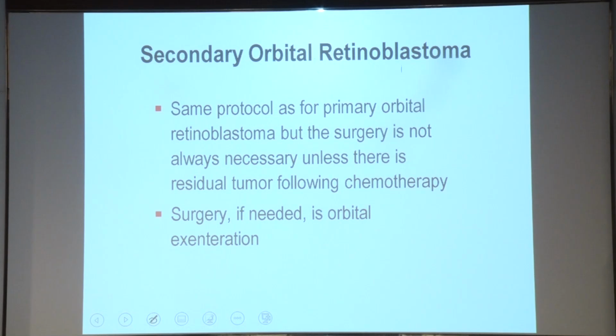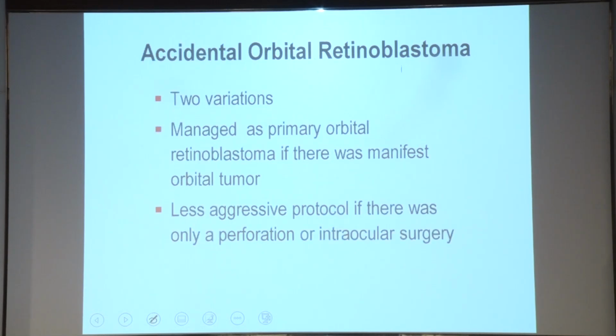But if there is any residual tumor, you perform surgery, which has to be orbital exenteration. Accidental orbital retinoblastoma, if it's just a minor spillover, say somebody has just done a SICS with a small conjunctival peritomy, then you can do en bloc excision of the eye, including the area where the conjunctival flap had been earlier made. So that's a very minor variant of orbital RB accidental.